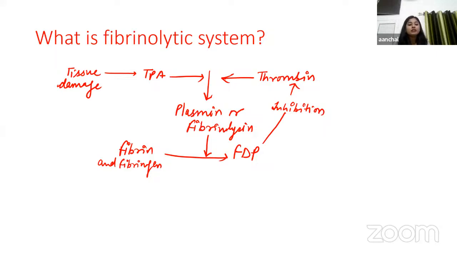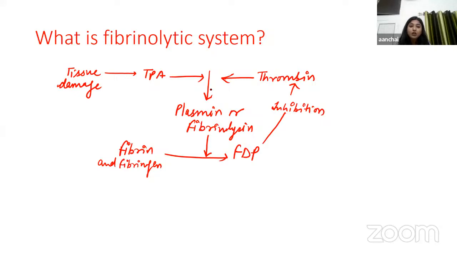So what is the fibrinolytic system? Whatever factors are responsible for initiating the clotting mechanism also stimulate the dissolution of the blood clot, and that is known as fibrinolysis. Now, fibrinolysis is due to the action of a proteolytic enzyme, plasmin, or the other name is fibrinolysin, which is converted from plasminogen by the action of thrombin and tissue plasminogen activator.